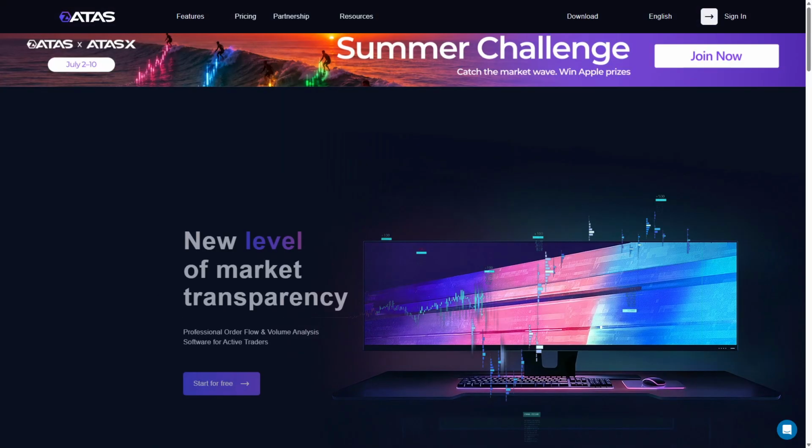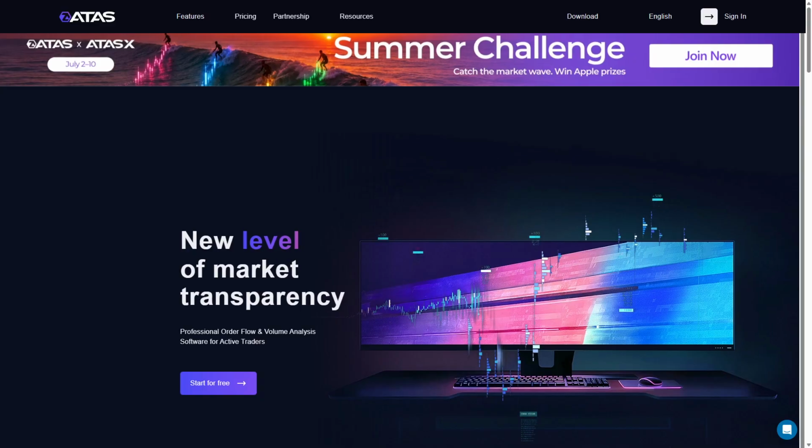In conclusion, ATAS is a solid choice for dedicated order flow traders seeking advanced tools and insights. If you're willing to invest the time to learn the platform and can handle the pricing, it could be worth considering. However, if you're new to trading or prefer a more user-friendly approach, you might want to explore other options.